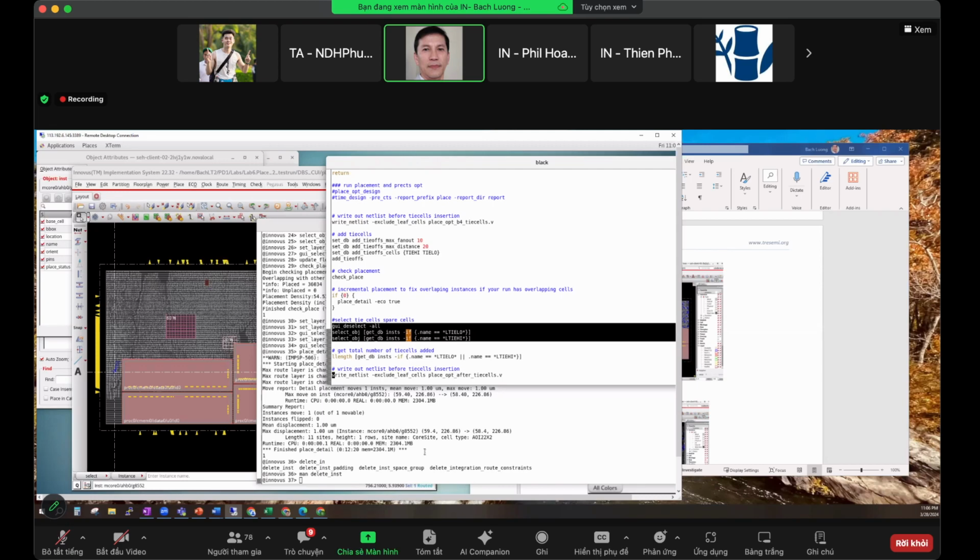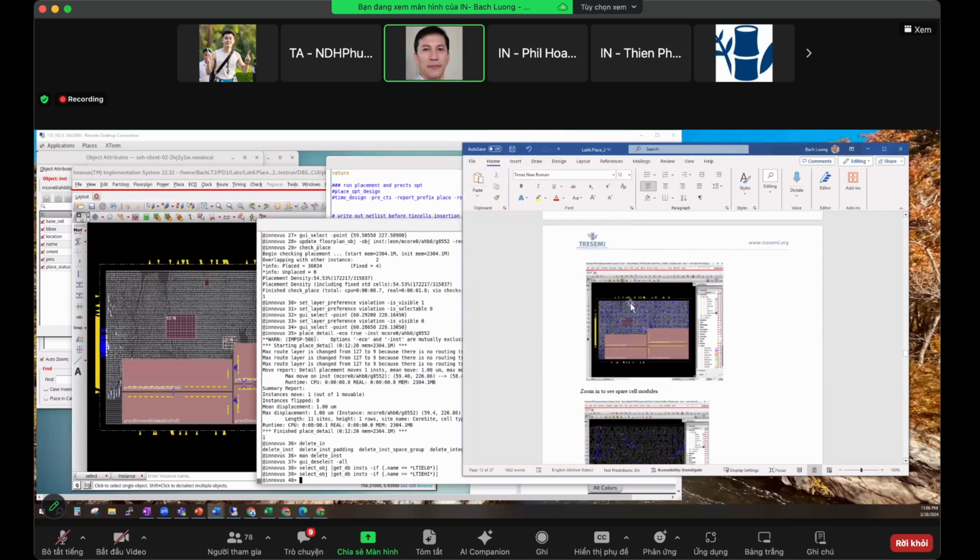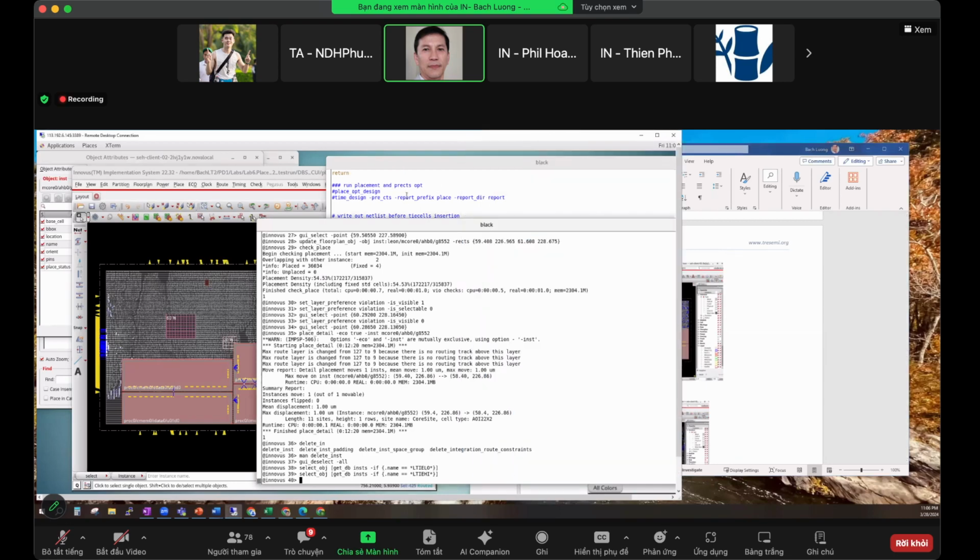Oh, we already looked at it, right? Similarly, you go through the same thing as the tie cell. In the spare cell, you can see the cluster here. We can quickly talk about the spare cell.